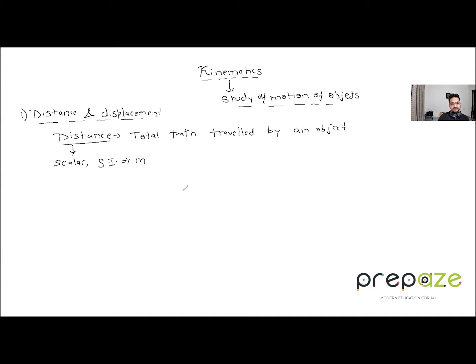How to understand it? Suppose I consider a point A. Now there is a particle which starts from point A and goes to a point B. And then from B, it goes perpendicularly straight up to the point C. Suppose AB distance is 5 meters, BC distance is 5 meters. So what is the distance traveled? Simply the answer will be 10 meters, isn't it? So the distance is 10 meters because it's the total path traveled, that is AB plus BC.